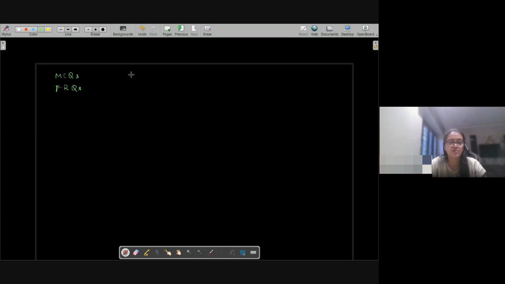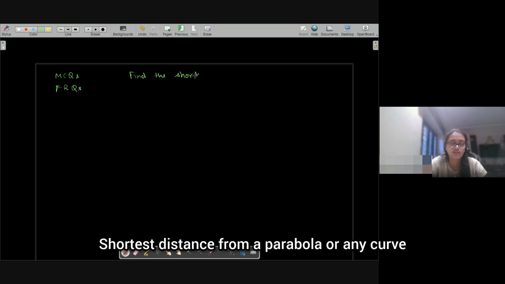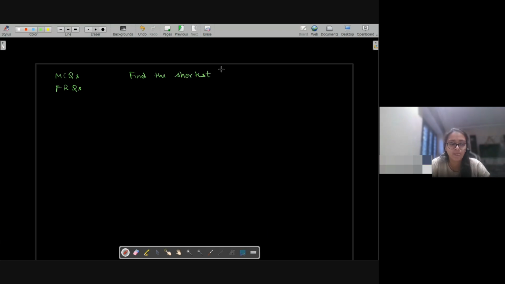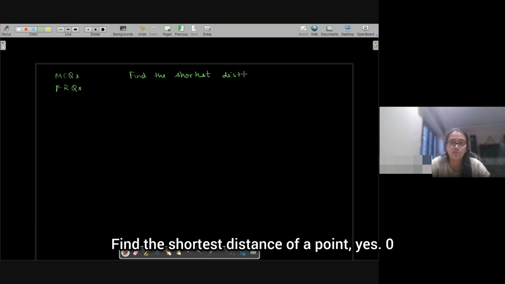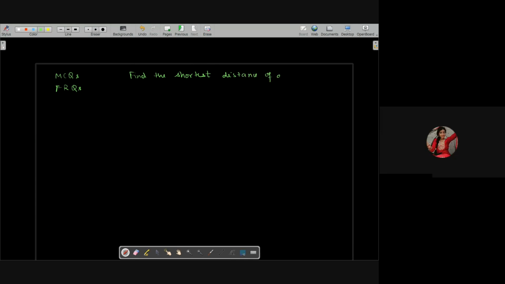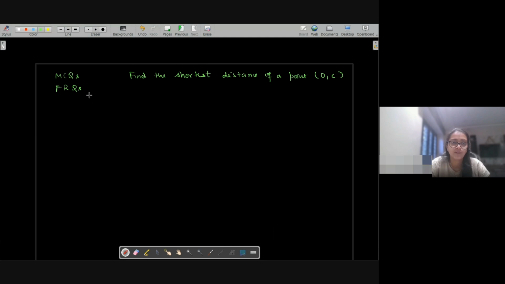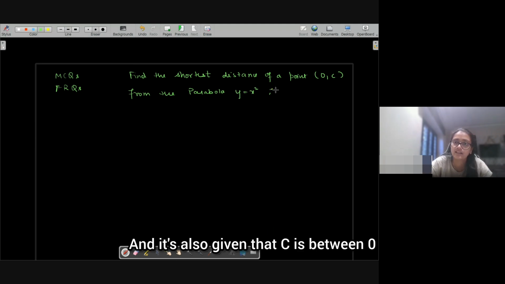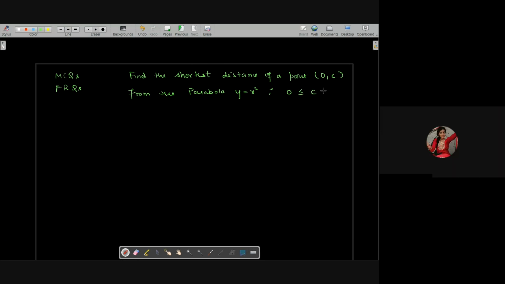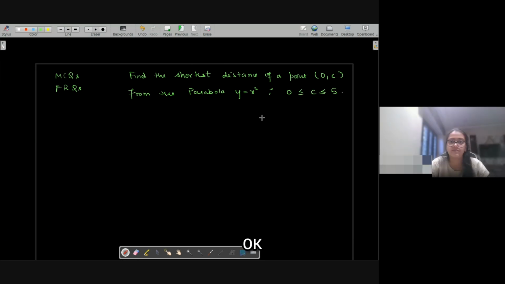Find the shortest distance from a parabola or any curve. Find the shortest distance of a point 0, comma c from the parabola y is equal to x square. And it's also given that c is between 0 and 5.